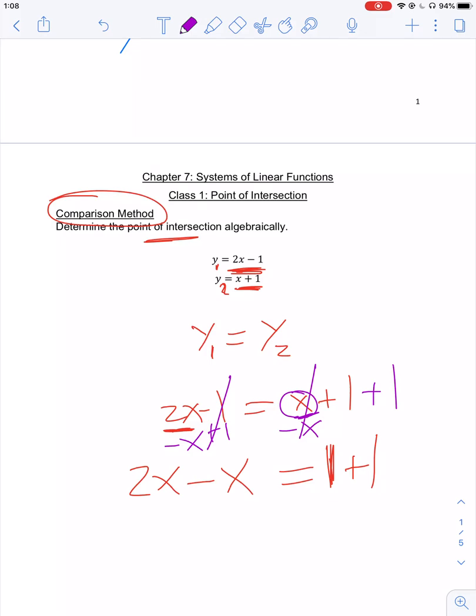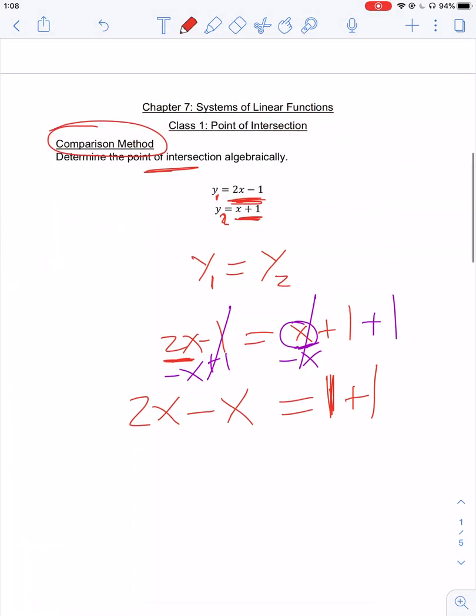So 2x minus x, I can simplify that. Remember, these are like terms, so all you have to do is subtract your coefficients. Remember, the coefficient here is 1 if it's not visible. So 2 minus 1 is just 1, and 1x is just x. So x is equal to 2. Using algebra, I know that x is equal to 2.